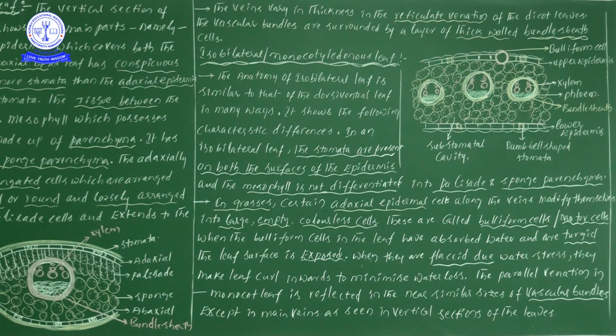Next, on the inner side, one particular point, my dear students, you try to remember. Like in a stem, in the upper side we have drawn phloem and in the lower side xylem. That is how we learned it. But in the leaf, the arrangement of xylem and phloem is reverse. Reverse means xylem is situated towards the upper epidermis and phloem is situated towards the lower epidermis.